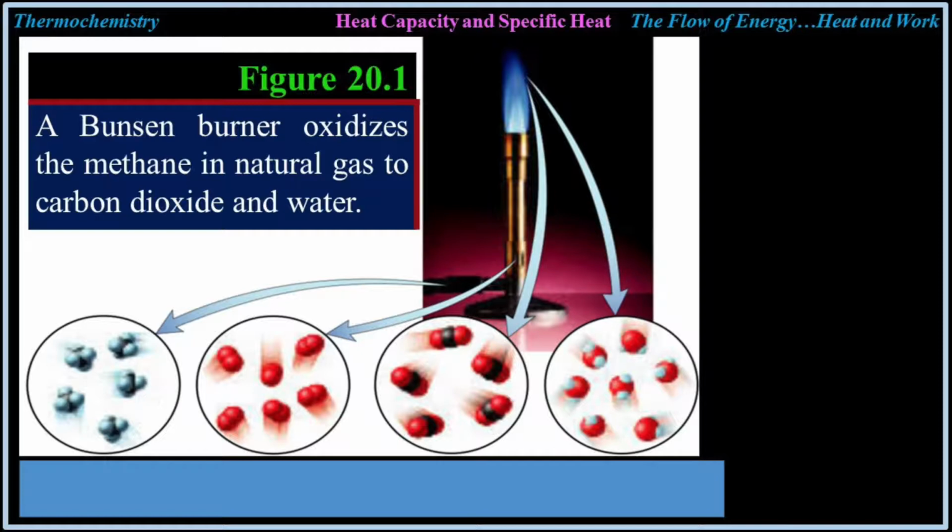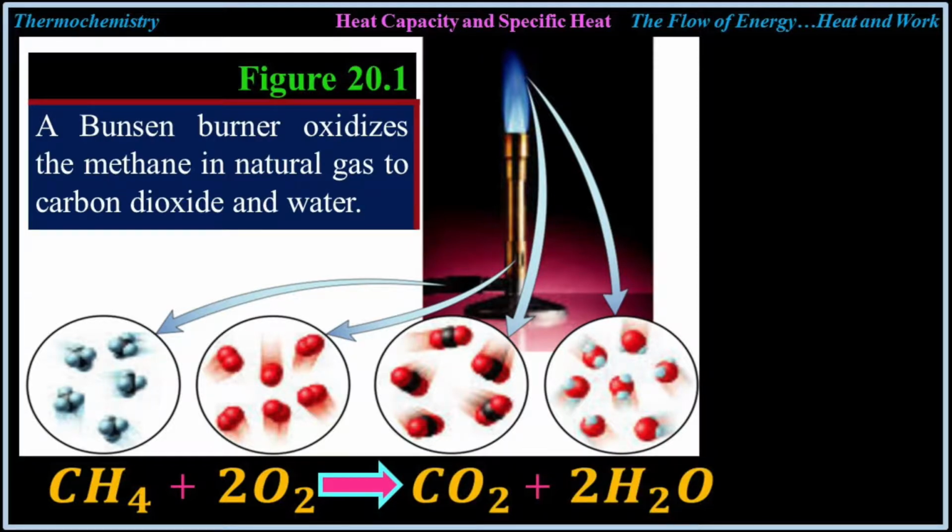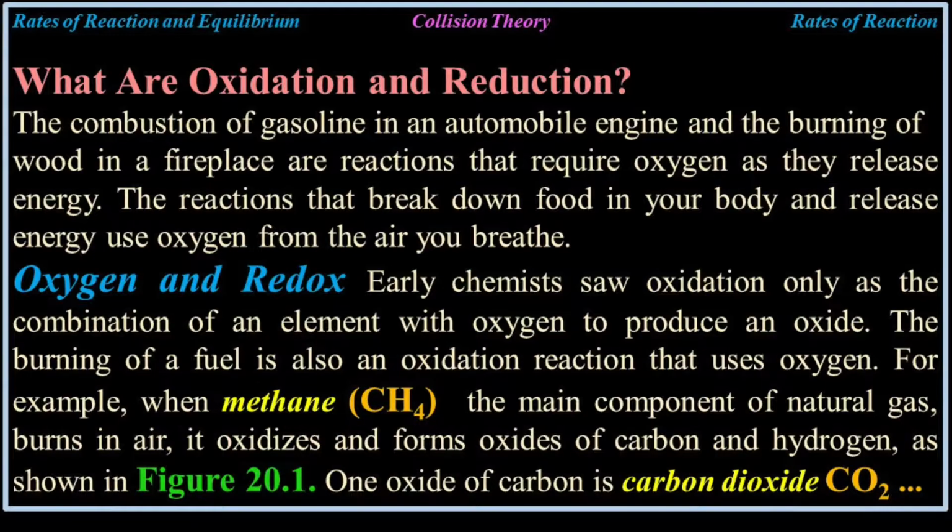A Bunsen burner oxidizes the methane in natural gas to carbon dioxide and water. So here is the chemical formula. There's 1 mole of methane plus 2 moles of oxygen yields 1 mole of carbon dioxide and 2 moles of water. What are oxidation and reduction?